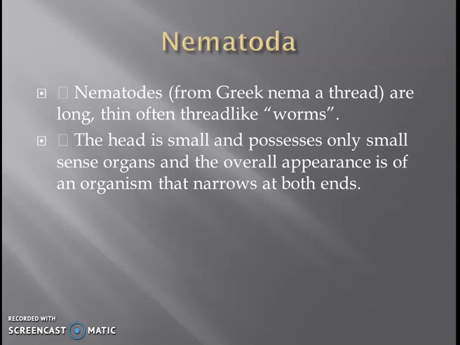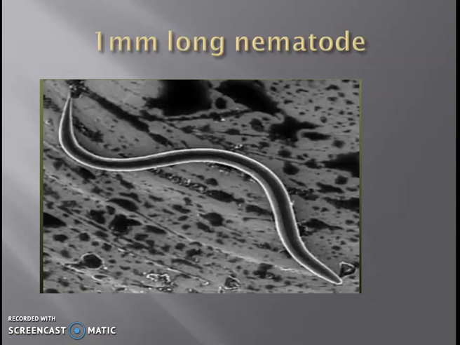Now, if we talk about their head, they have a head, but their head is small and possesses only small sense organs. It means they have sense organs as well. So their overall appearance is of an organism that narrows at both ends. Here is the shape of a nematode taken with a microscope. This is a 1 millimeter long nematode. If you look at its shape, it is getting narrow at both ends, at this end and at this end. But it can have sense organs like the other animals.